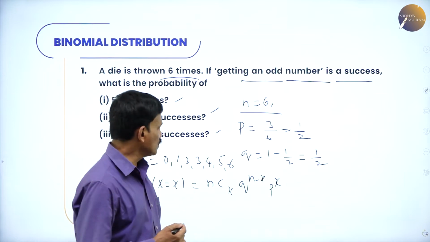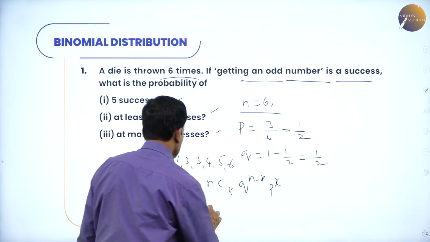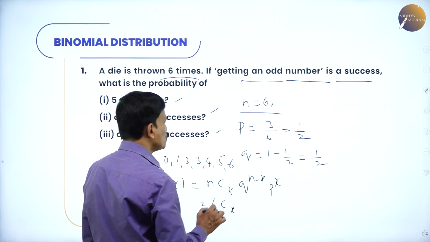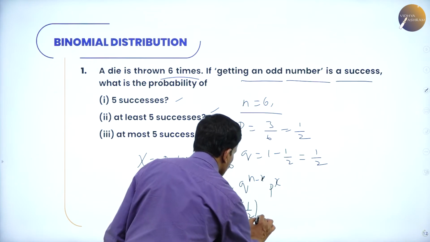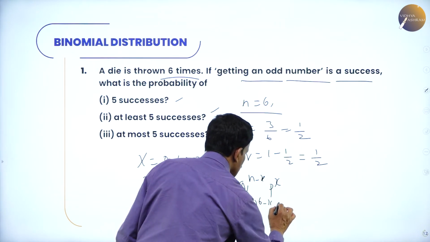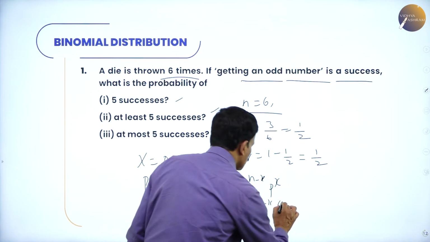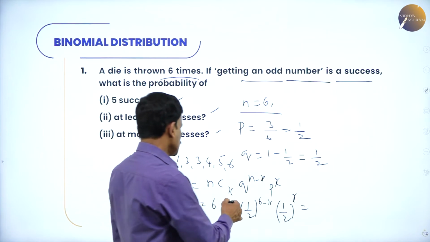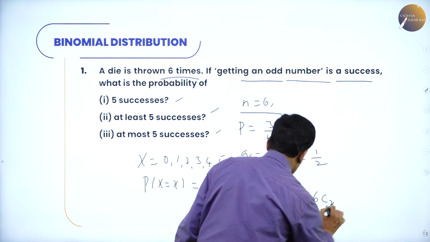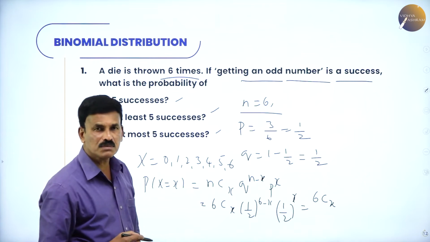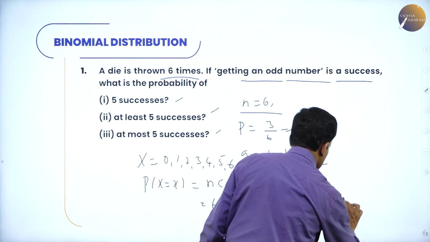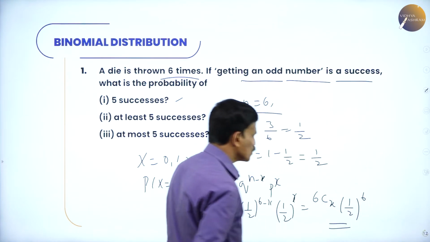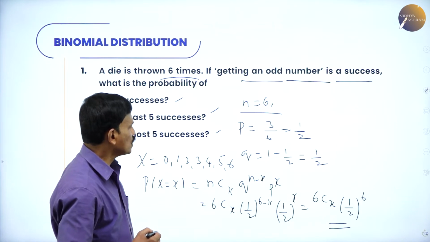Now, just substitute the values here. What is n? n is equal to 6. So it is 6Cx. What is q? q is equal to 1 by 2 to the power of 6 minus x, into p. P is also equal to 1 by 2 to the power of x. So, using law of indices, this can be written as 6Cx into 1 by 2 to the power of 6 minus x plus x. Minus x plus x gets cancelled. We will have 1 by 2 to the power of 6. So, 6Cx into 1 by 2 to the power of 6.